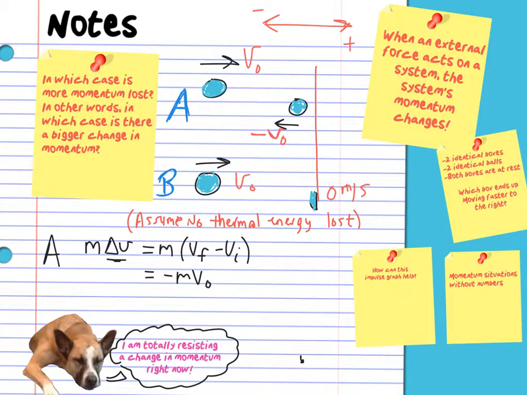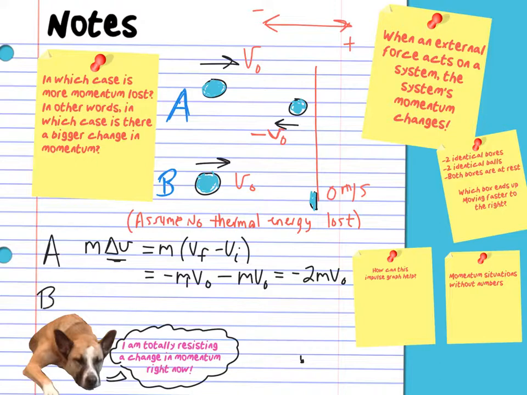Okay, so I'm doing the distributive, multiplying now. And minus, and what's the initial velocity? Well, it's going in the positive direction, so it's minus a positive mv naught, which really is just minus mv naught, and that would be negative 2mv naught. Okay, so its change in momentum, the magnitude, is 2mv naught.